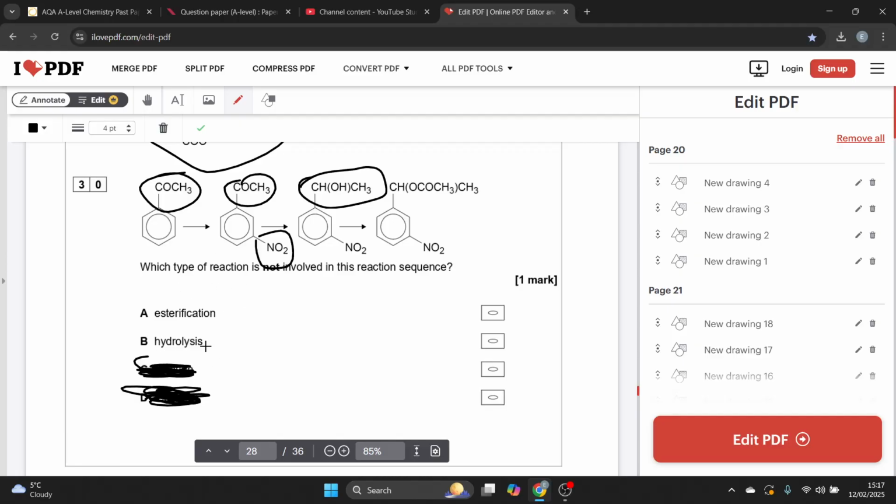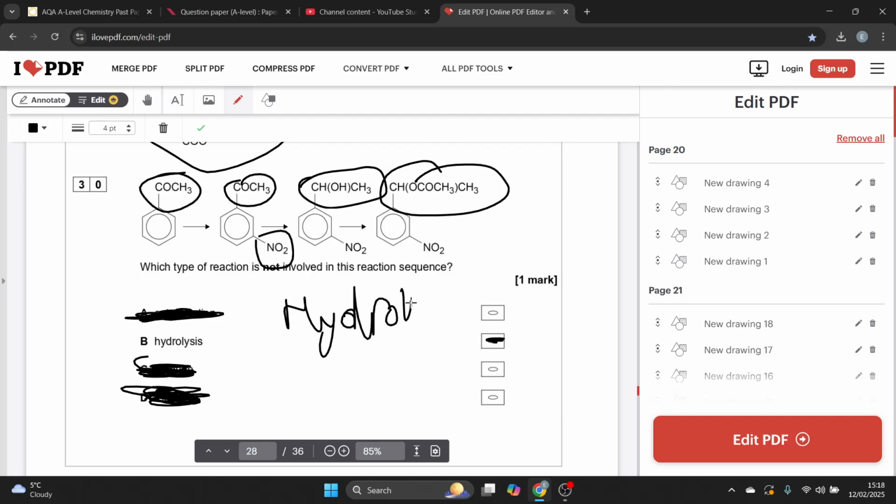Where's the carboxylic acid? Where's the ester? Carboxylic acid plus alcohol to form ester plus H2O. Oh, never mind, that does occur. Esterification does occur. And that's how you get your ester then. So it's hydrolysis, which is not involved in this reaction sequence. Hydrolysis.